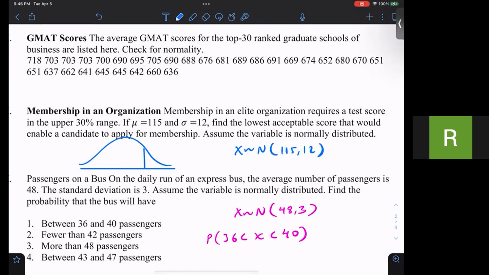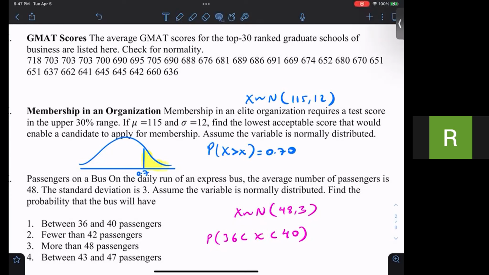So if you're talking about the upper 30%, you're talking about this area, right? This part. So that implies that you're looking for 70% probability, or higher. So we're looking at least 70%. So basically the probability of X bigger than that is 0.7, right? We're talking about the probability of X, a random variable, being greater than this upper part. So what we need to do is find the X value that belongs to that.